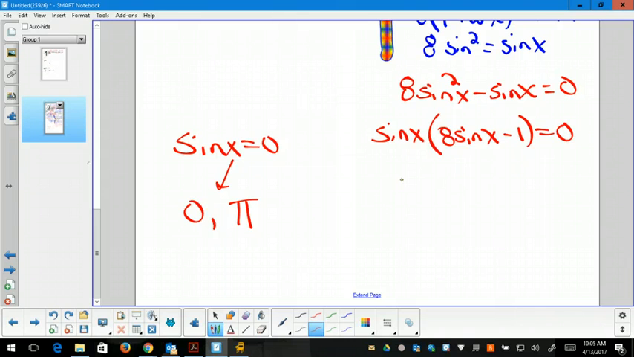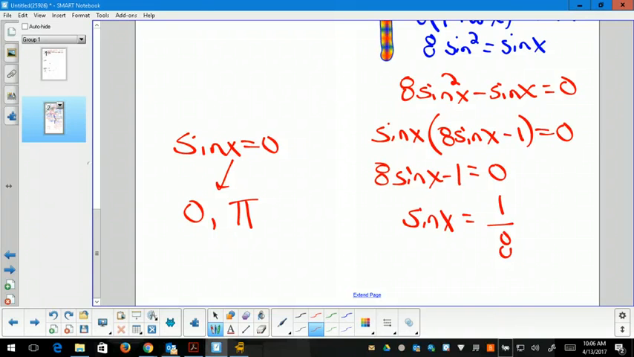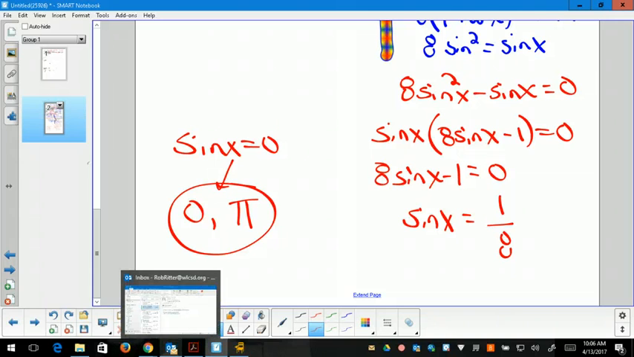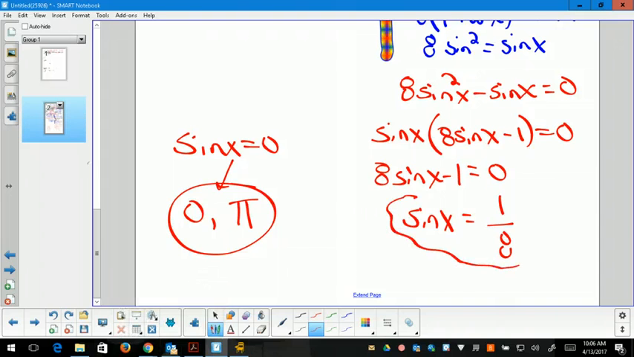And then my other factor, 8 sine x minus 1 equals 0. I'm going to add 1 and divide by 8. Sine of x equals 1/8. All right, so we have two answers here. Without a graphing calculator, because there will be a part of the BA that would not have a graphing calculator, you won't be able to do this part because it's not on your unit circle. But with a graphing calculator, you could do this.